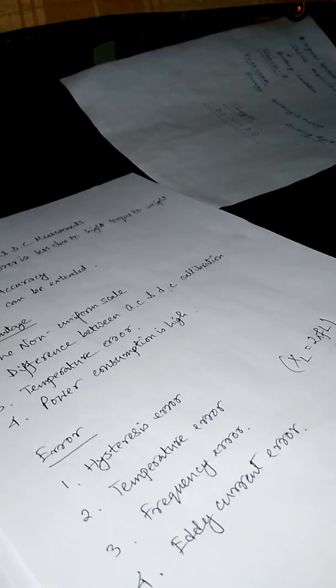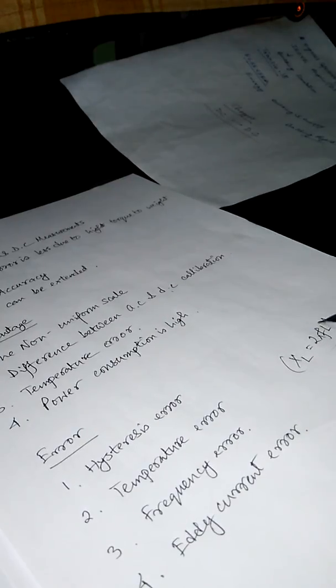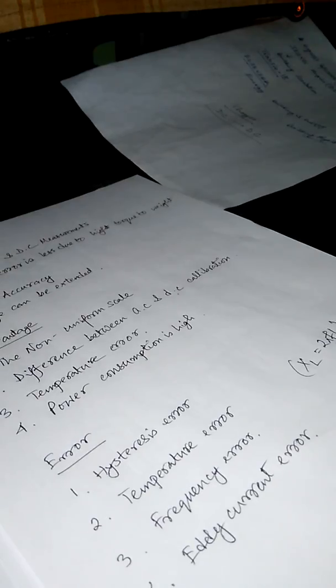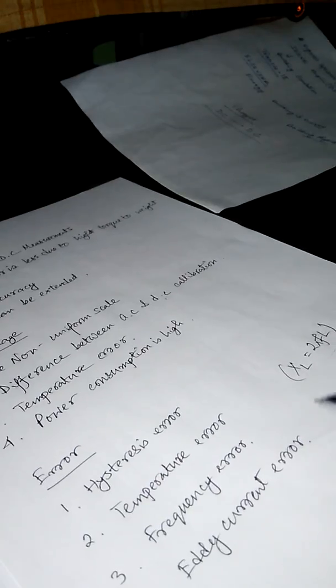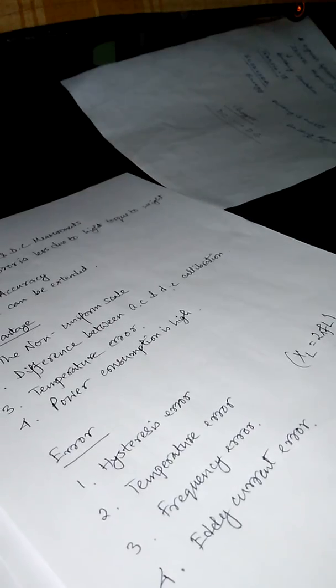And the eddy current error is also a part of AC instruments. When we go for AC calibrations, eddy current is also induced in the iron part of the instrument, and that also changes the actual value of current. The reading of current is going to be hampered. So these types of errors we can see in the case of the moving iron instrument. So that's all we are considering. We are discussing all about the moving iron instrument. Thank you.